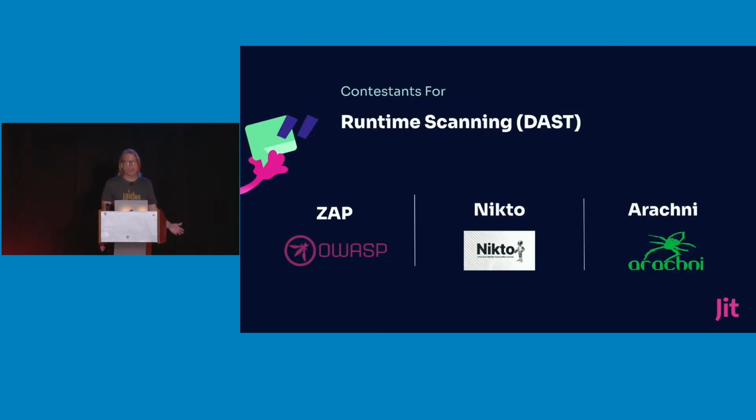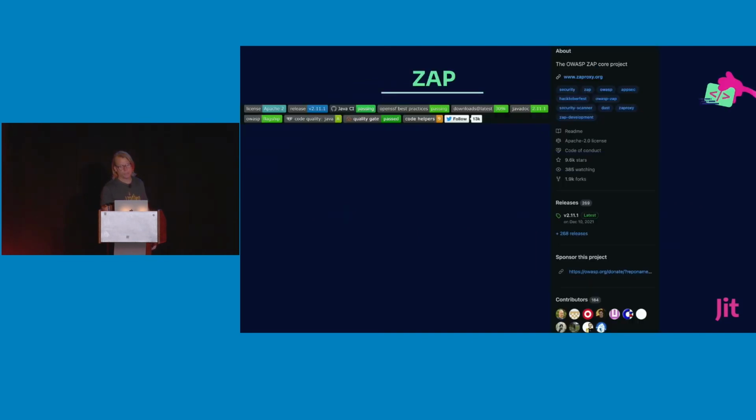So for our runtime scanning, we looked at three tools. We looked at OWASP ZAP from our friend Simon Bennett, which I'll talk about here in a second, Nikto, and then Arachni. And I think I actually have a note here that Arachni has been deprecated now. It's actually not open source anymore, which made it a little bit easier for us to choose. Gets into the scalability selection process. But for our runtime scanning, we chose ZAP.